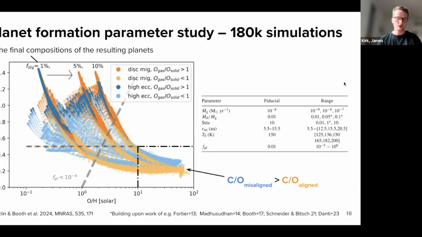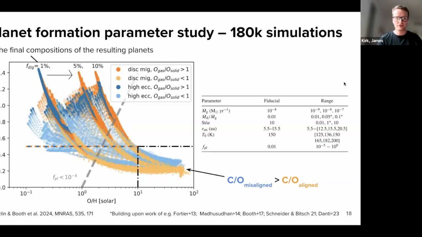Ultimately, if you accrete enough solid material, then you would be driven into the box in the lower right-hand side, whereby you also see a divergence in the C/O ratio between the misaligned and the aligned planets, with the aligned planets having lower C/O ratios because of them accreting lower C/O solid material from the inner disk.